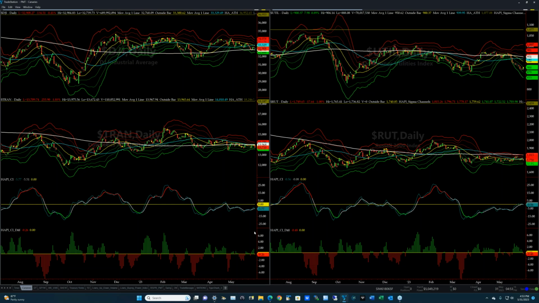Look at that cross, the CI cross. Remember, these CIs belong to the second subgraph, not the first. Transportation is a good proxy for what SPX is going to do, and Russell is a good proxy for NDX.